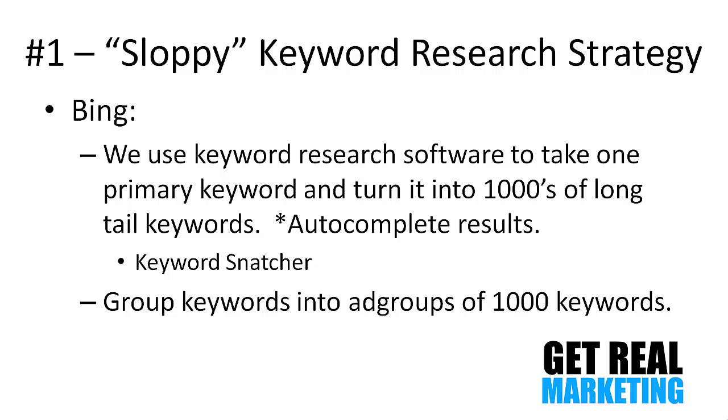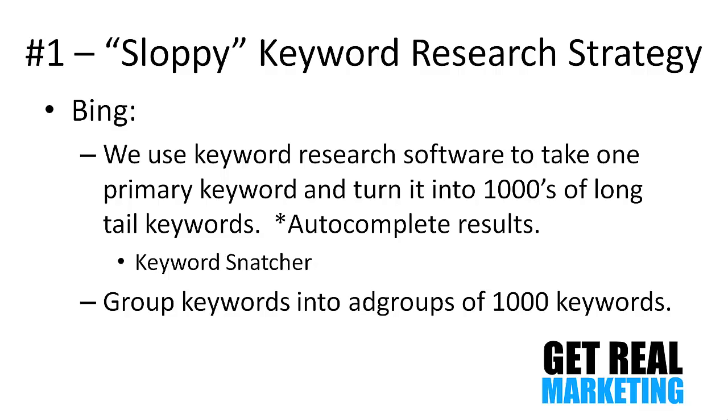The name of the software that I like to use is Keyword Snatcher, and what it does is it goes and gets autocomplete results from Google, Amazon, Yahoo, and various other search engines, and puts them into a text file or a CSV Excel file.